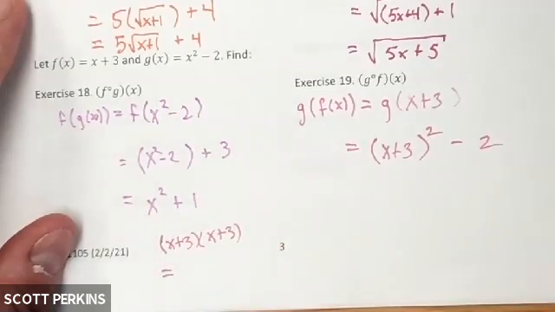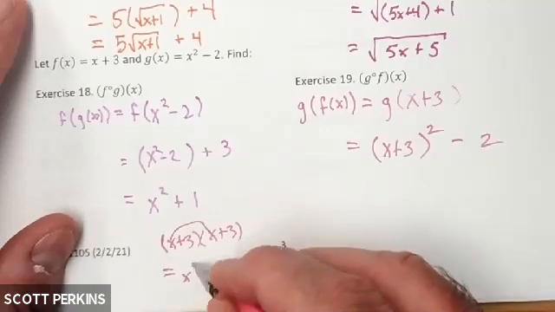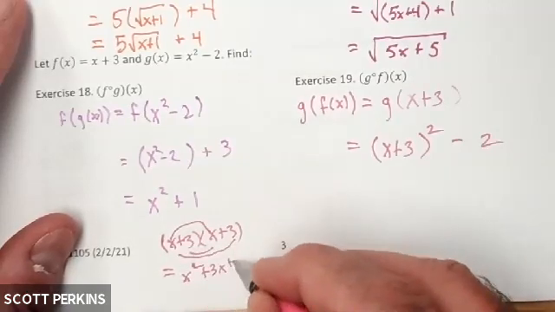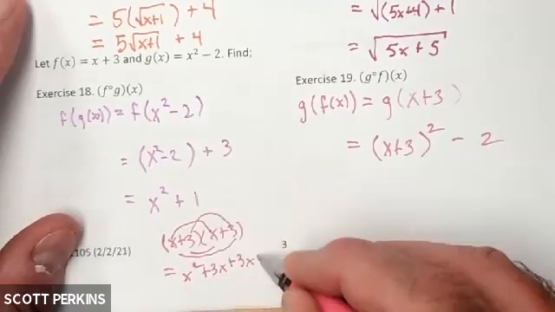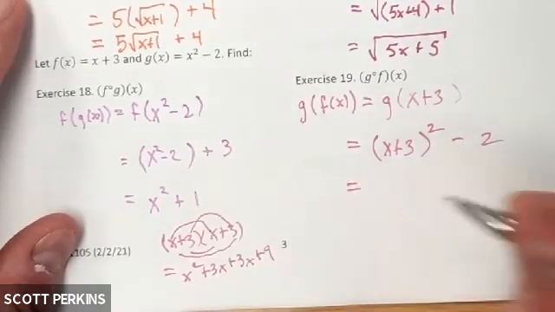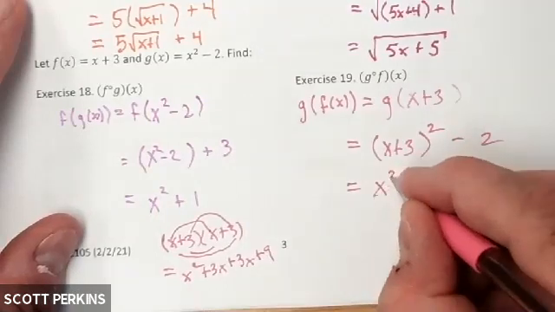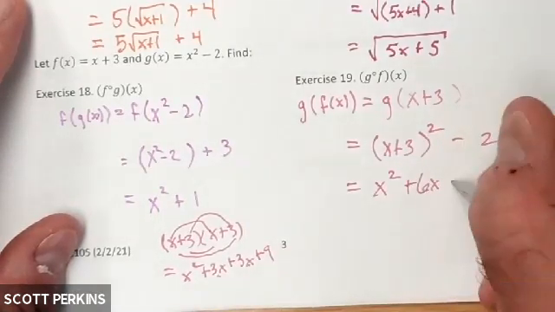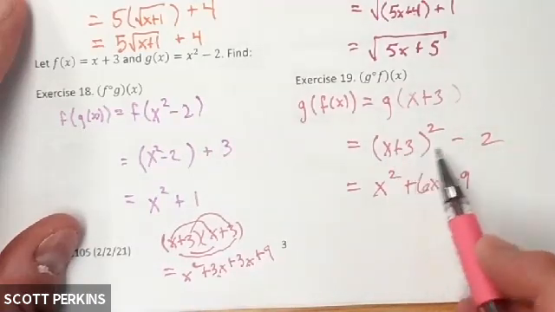Do my foiling. Firsts give me x squared. Outers give me 3x. My inners give me 3 more x. My lasts give me 9. And so what I have is x squared, 3x and 3x is 6x, plus 9. That is the x plus 3 squared.